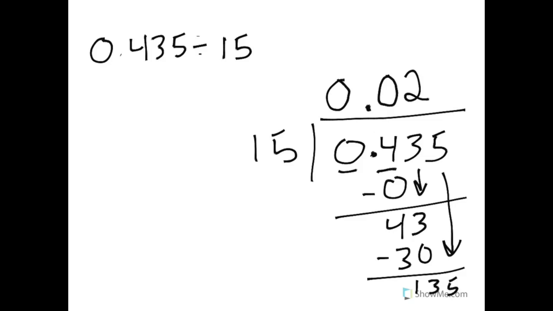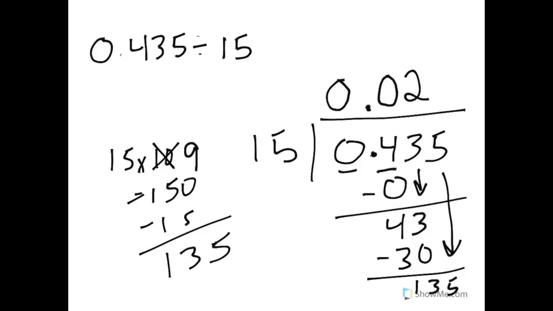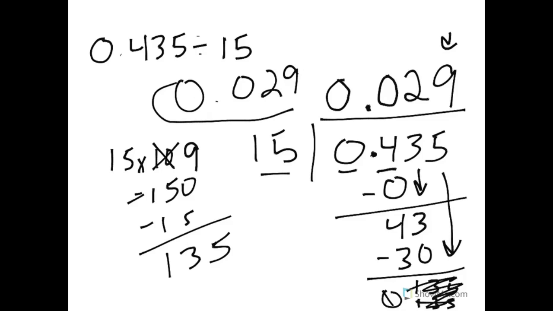Now I know, because I know my math facts, 15 times 10 would give me 150, which is too high. But if I take away one set of 15 and I make that 9, I would subtract 15. I would get 135. So I know that 15 goes into 135 9 times. 9 times 15 is 135. I would subtract and get 0. There's nothing left to bring down. There's no remainder. 0.029. Make sure you keep that 0 in as your placeholder.